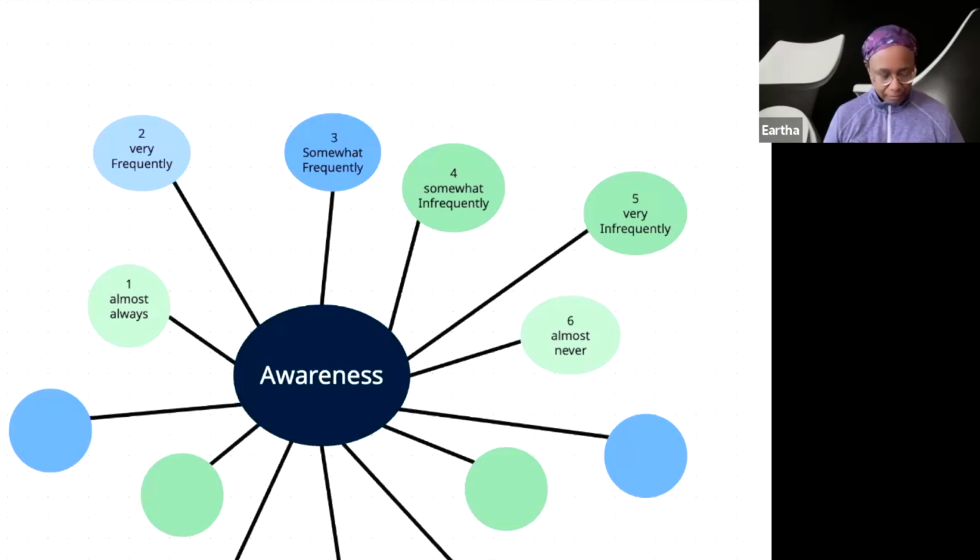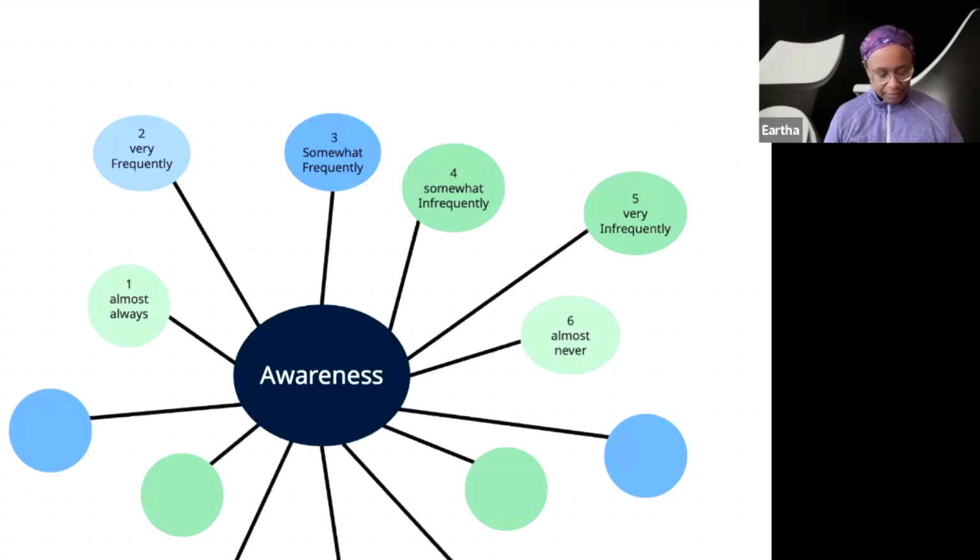Number 9, I get so focused on the goal I want to achieve that I lose touch with what I'm doing right now to get there. Number 10, we're almost finished. I do jobs or tasks automatically without being aware of what I'm doing.